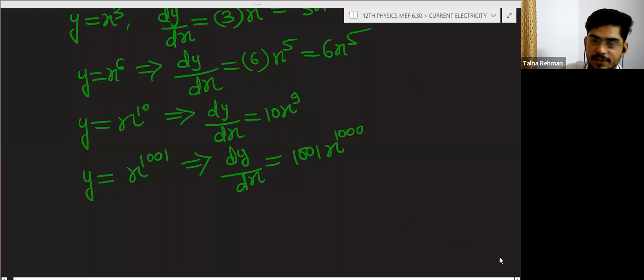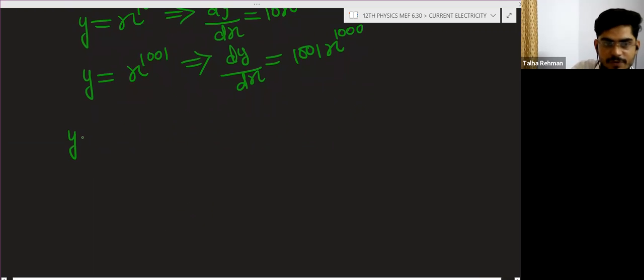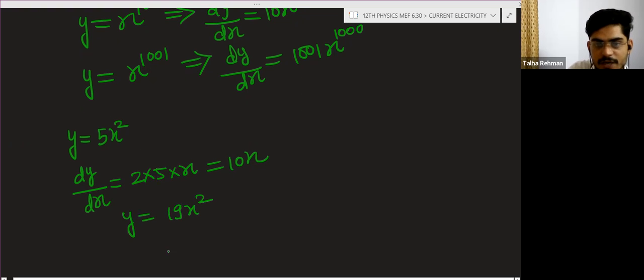Now I am changing it a little bit. If y is written like this, 5x square, and someone is asking to differentiate y with respect to x, you will multiply this 2 with 5 and decrease 1 power here. This will become 10x. If y is equal to 19x square, then dy by dx is equal to 38x.